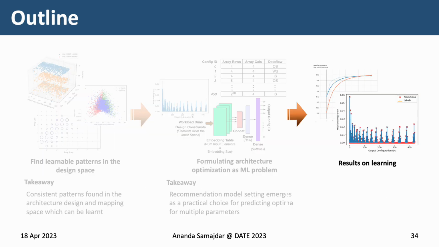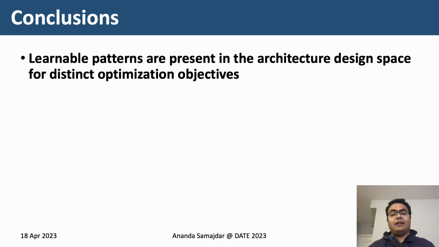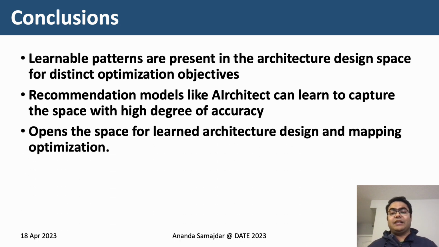This brings me to the conclusion of this video. In conclusion, in this work, we have observed that we can find learnable patterns in architecture and mapping space. Recommendation models like AIrchitect can learn and generalize the space with reasonable degree of accuracy. This opens the space for further research in automating architecture design and mapping using learning techniques.